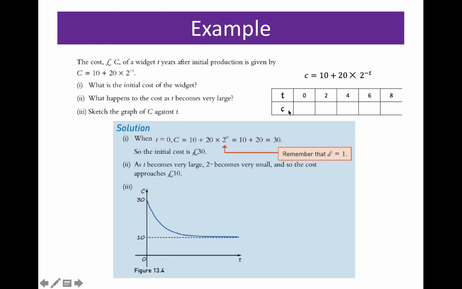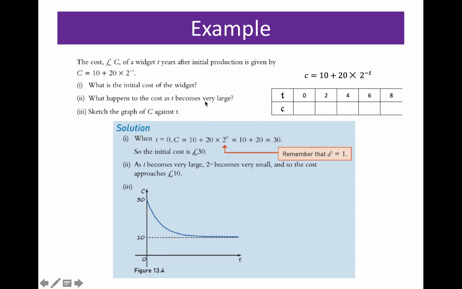I've just drawn a little table here just to help me with the sketching part. Let's see, what's the initial cost? Now obviously the initial cost is when t is 0. When t is 0, don't forget anything to the 0 is going to be 1. So 20 times 1 plus 10 is 30. Notice it hits there at 30.